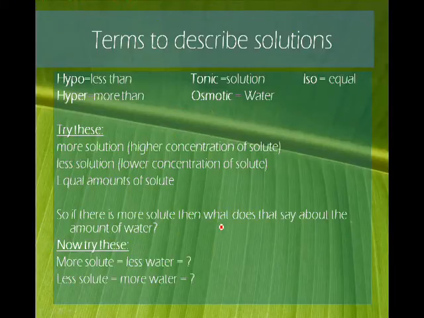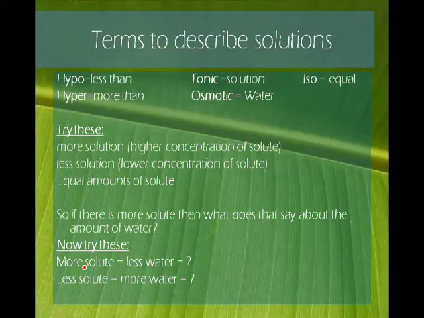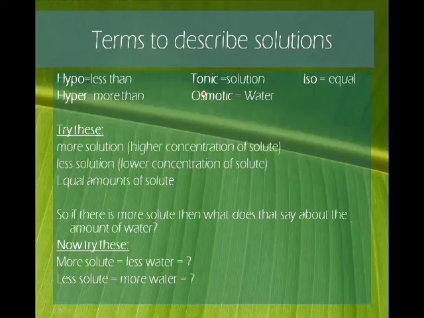So if there's more solute, then what does that say about the amount of water? If you have a container of really, really strong Kool-Aid that's very hypertonic compared to other types of Kool-Aid, you can kind of think of it as that there's not as much room for the water in there because the Kool-Aid is taking up all of that space. So if there's more solute, that means that there would be less water. So we can say a hypertonic solution is also hypoosmotic.